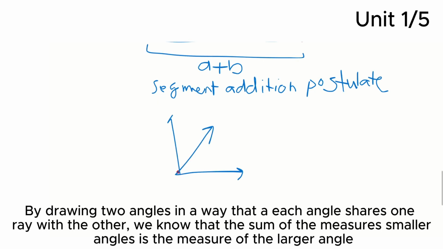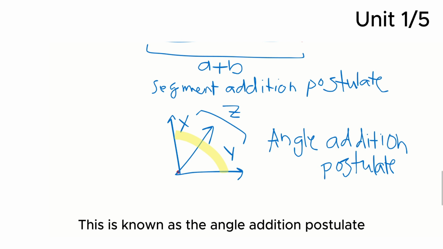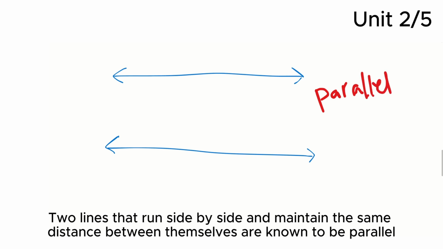By drawing 2 angles in a way that each angle shares one ray with the other, we know that the sum of the measures of the smaller angles is the measure of the larger angle. This is known as the angle addition postulate. 2 lines that run side by side and maintain the same distance between themselves are known to be parallel.